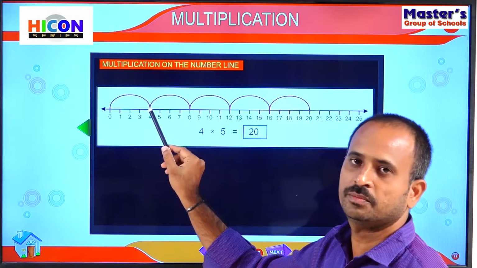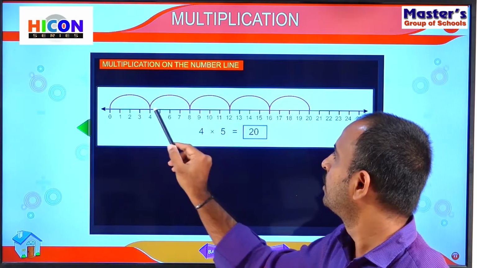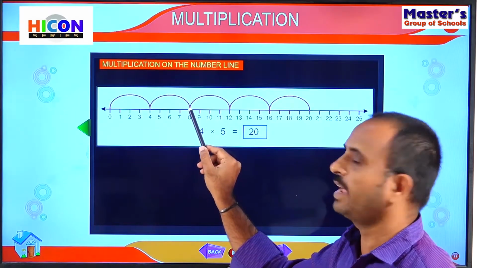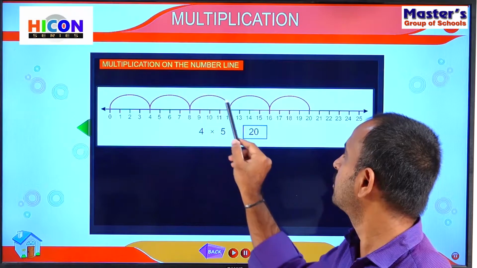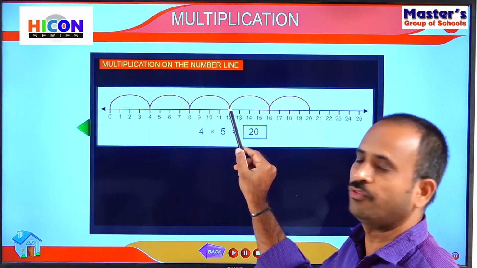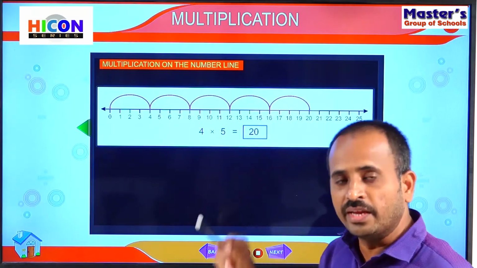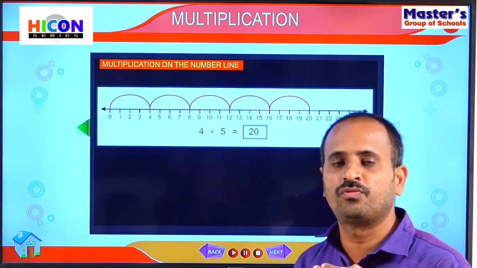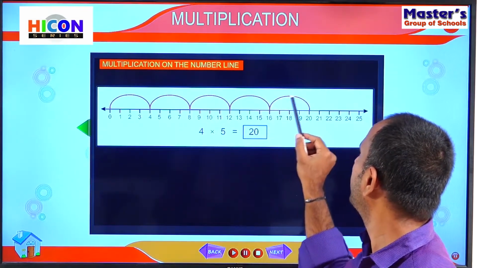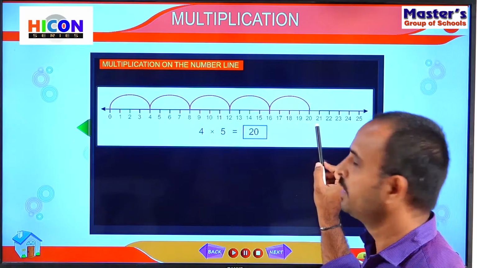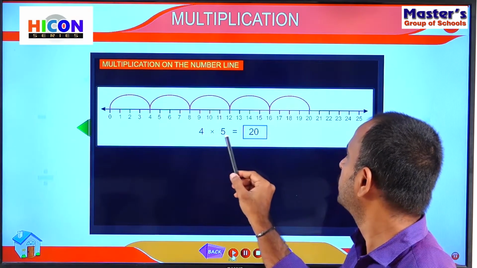So this is the first step. Again count 4 numbers: 1, 2, 3, 4. That is the second step. And again count 4 numbers: 1, 2, 3, 4. So that is the third step. And again count the 4 numbers: 1, 2, 3, 4. So this is the fourth step. So for each step, we have to cross 4 numbers on the number line. And after 5 steps, finally we have reached the number 20. And this 20 becomes the answer. That is, 4 5s are 20.